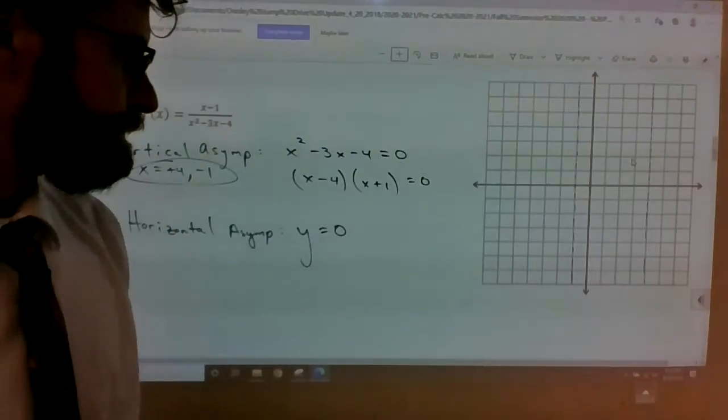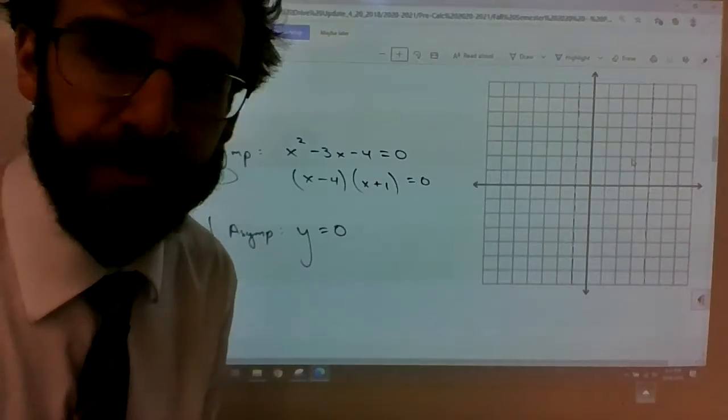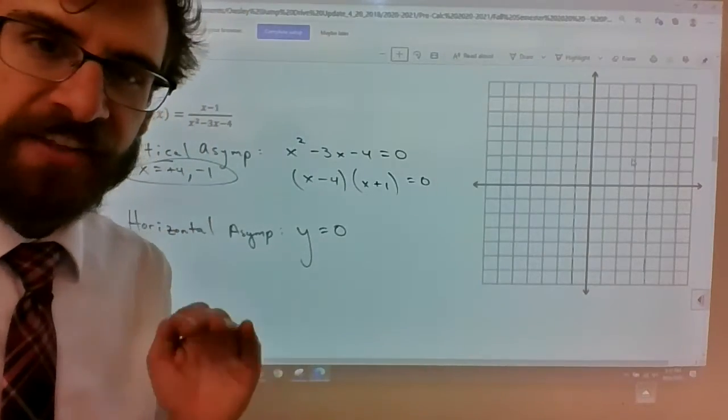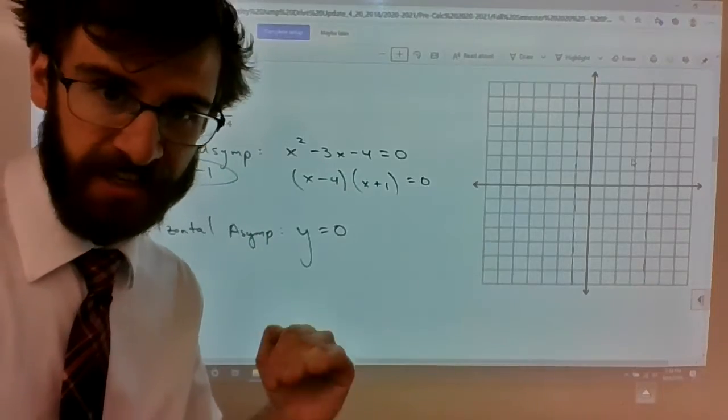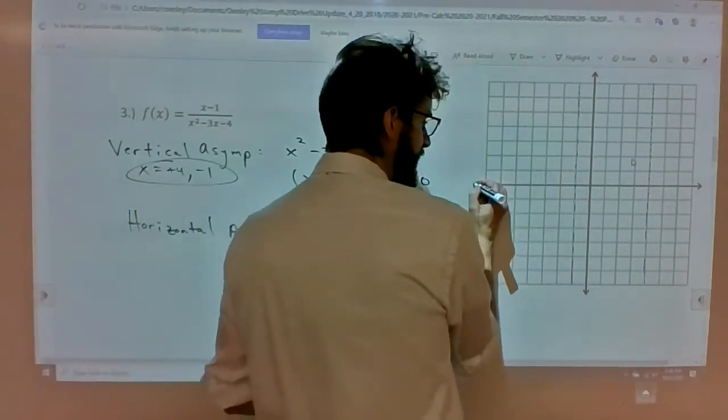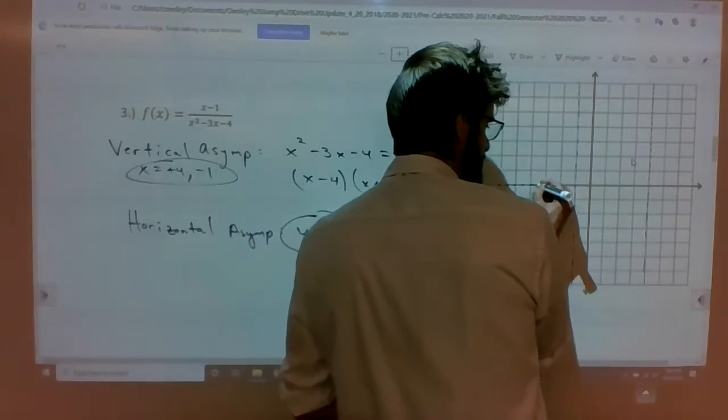So you can test some points. You can test 1,000,000. You can test 1,000,000,000. You can test 1,000,000,000,000. You're going to find that it's zeroing out. It's getting closer and closer to 0. So the x-axis acts as a leveling off point.